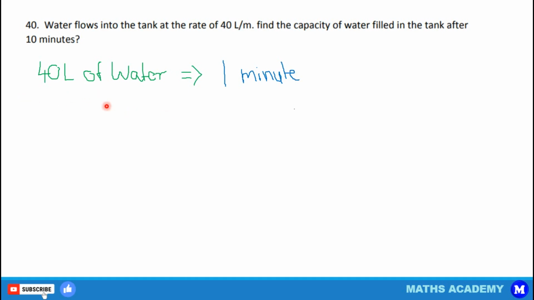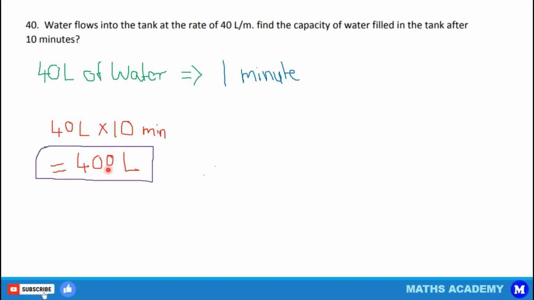So 40 liters of water is collected in the tank, and the duration of that activity is 1 minute. So the amount of water that is collected in the tank after 10 minutes is 400 liters. So I hope you understood it. With that, let's move on to the next slide.